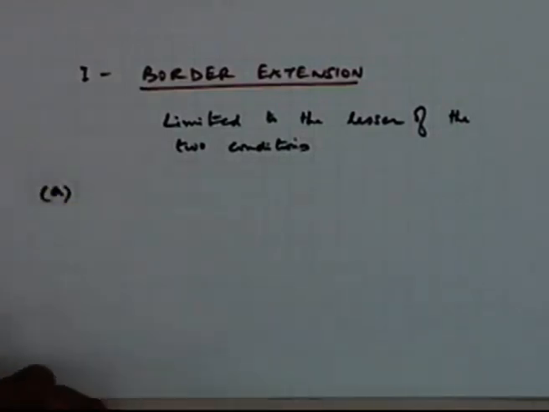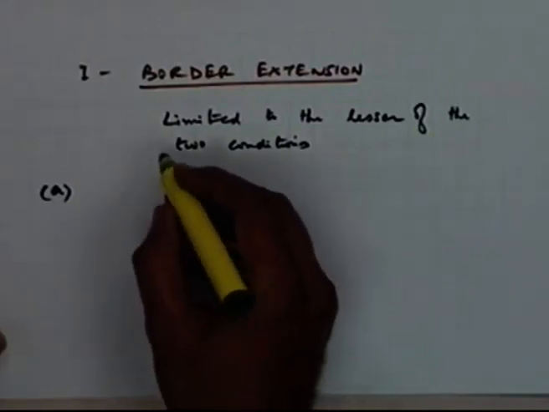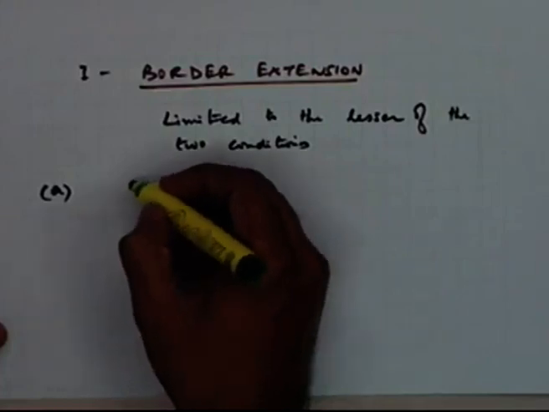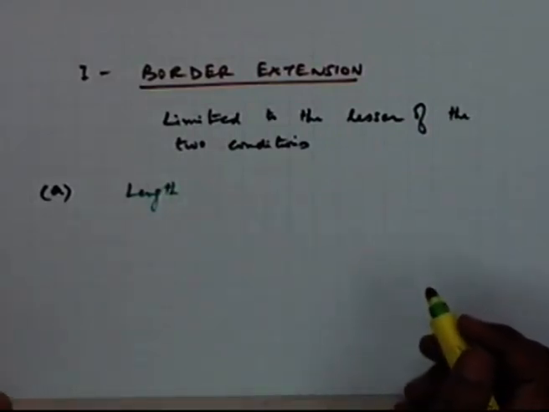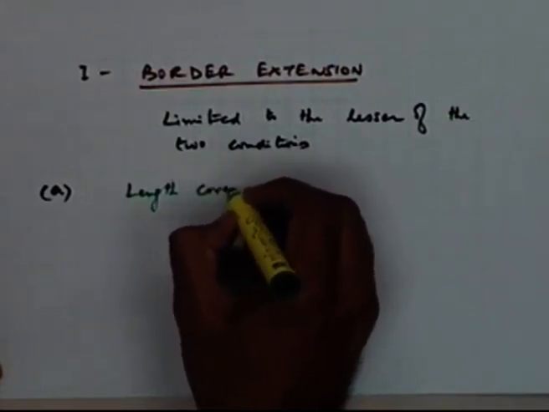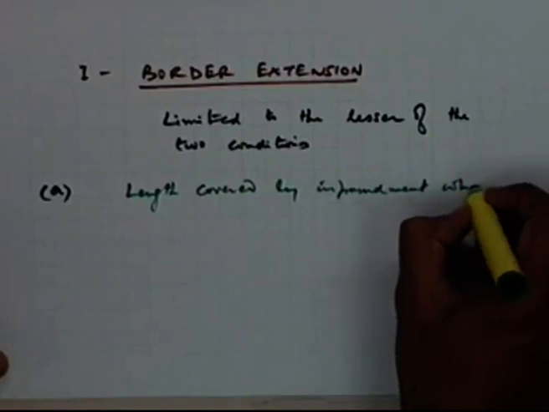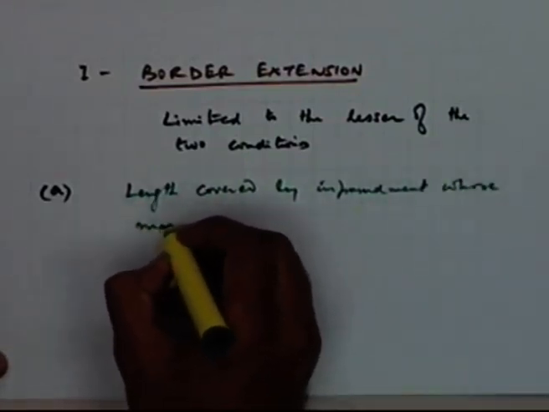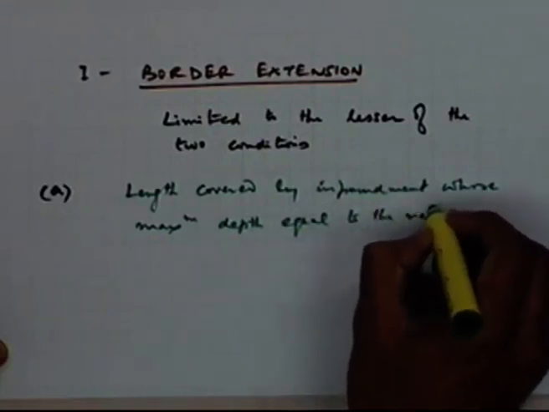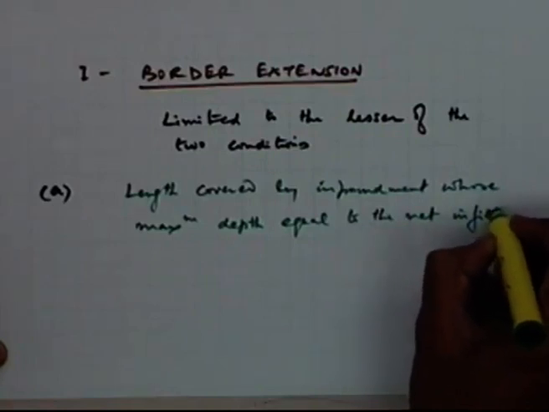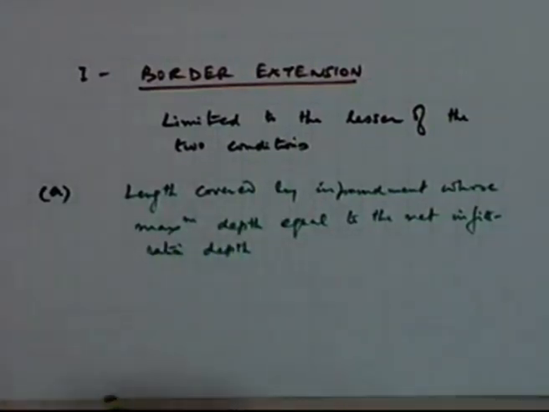Condition A is, in this condition, what we are saying is that the length covered by an impoundment whose maximum depth is equal to the net infiltration depth.